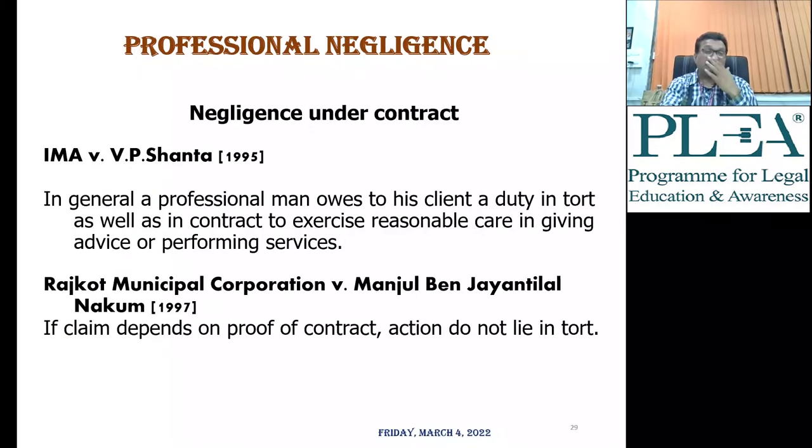Now, negligence under contract is the VP Shanta case. It says a professional man owes to his client a duty in tort as well as in contract to exercise reasonable care in giving advice or performing services. In short, the Honorable Supreme Court in the VP Shanta case has given a dictate, I would say, to the medical profession itself that it is your duty. Some professionals or doctors may say that they were ignorant that this level of care should be practiced when we treat any patient. But the VP Shanta verdict has made it clear that any professional man owes to his client a duty in the law of tort as well as in contract to exercise reasonable care in giving advice or performing procedures.